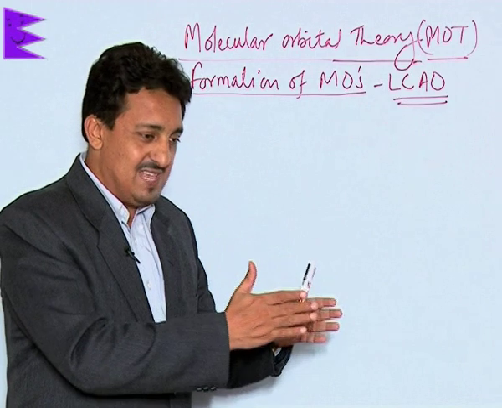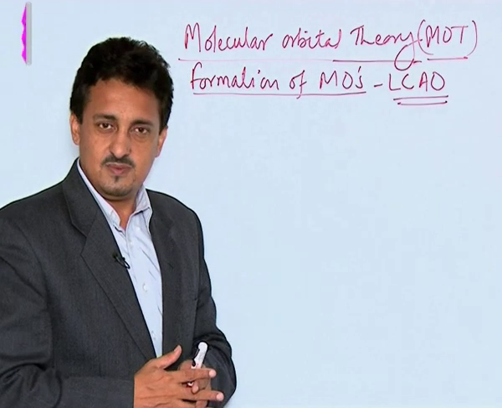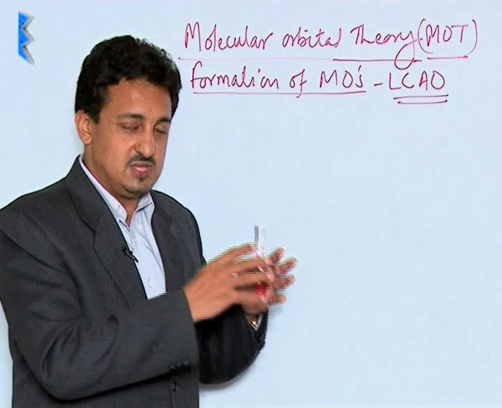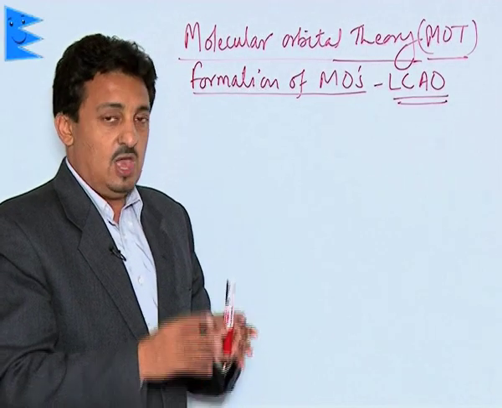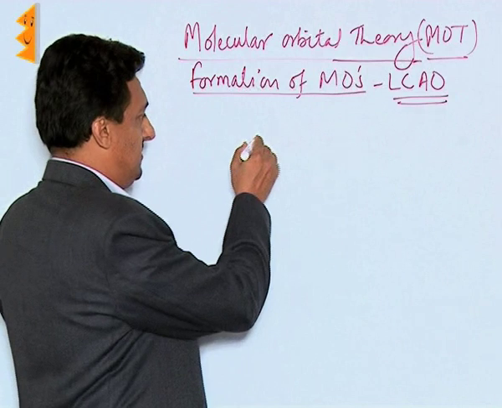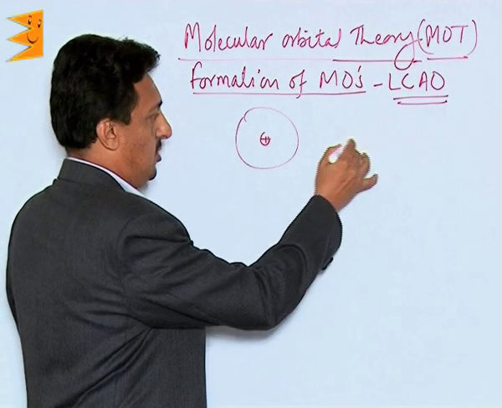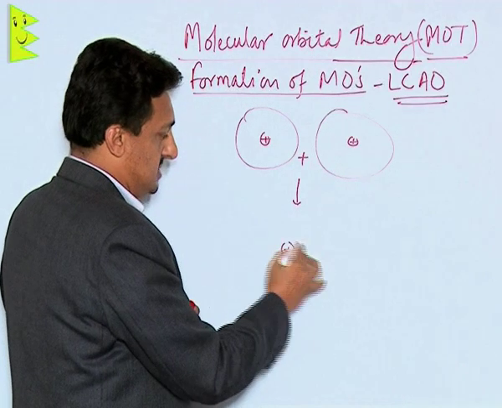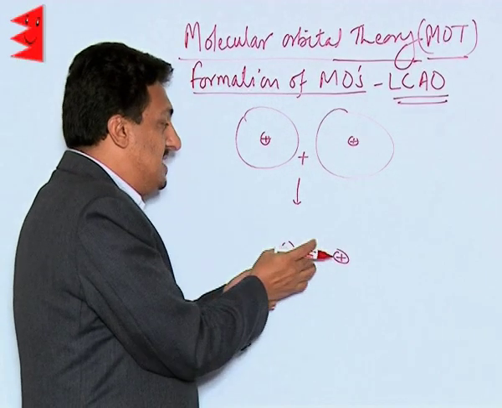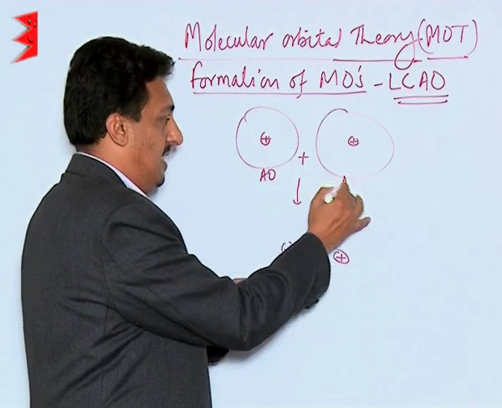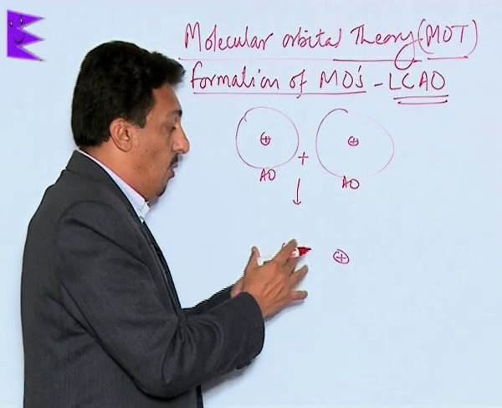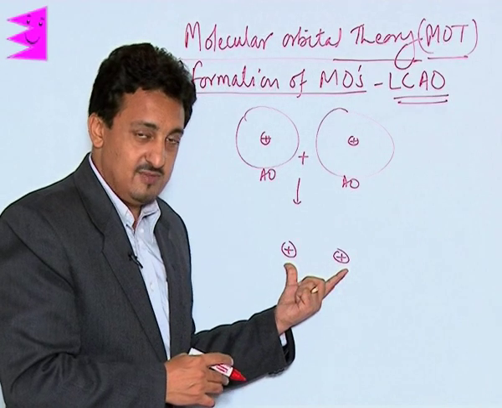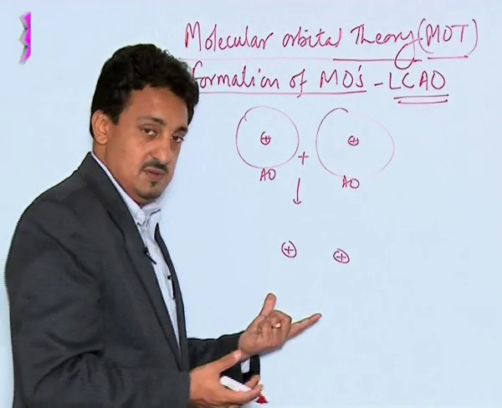Now we have to apply the same thing in the case of molecules. The difference is that now the system is not monocentric, it's polycentric. Suppose these are the two atoms which are overlapping, we are combining them, and this is how they combine. This is their atomic orbital, this is their atomic orbital. What is the shape of the molecular orbital formed by the combination of these two atoms? We can't draw any structure.